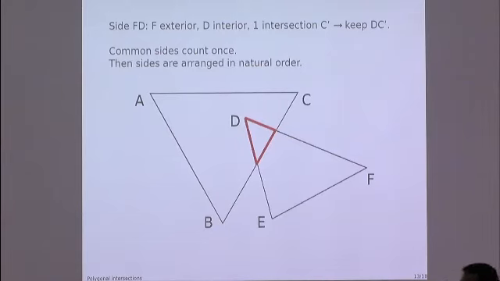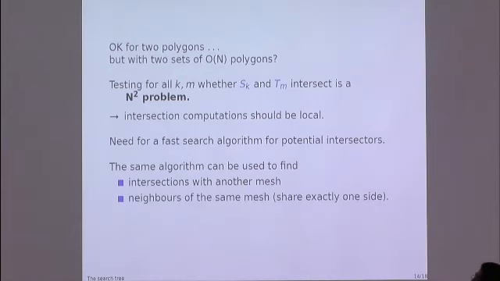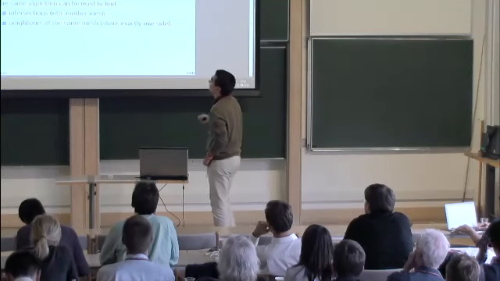You've got to make sure that common sides, if you have counted in some degenerate cases some sides twice, you just count them once, and arrange the sides in natural order, of course, to have a closed polygon. And that's it, basically. Now, the problem is quite solved for two polygons. We can compute weights easily.